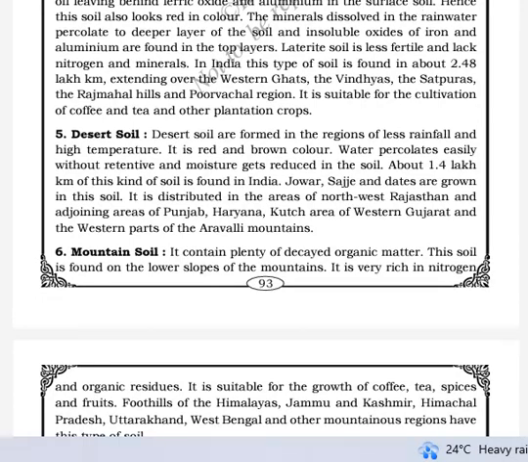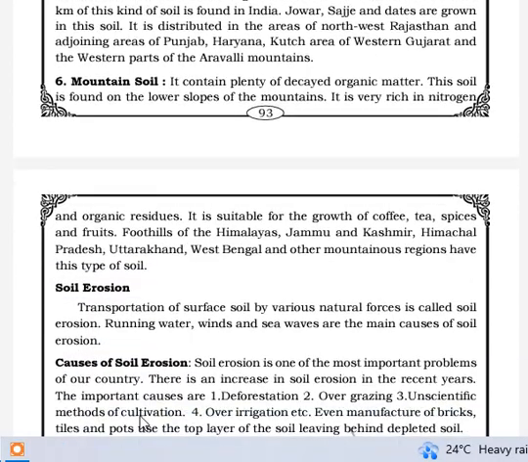Now the sixth type of soil, that is the mountain soil. It contains plenty of decayed organic matter. Plenty of decayed organic matter means when plants and animals die, the bacteria and fungi feed upon them, break them into small pieces, and finally the decayed plants and animals are changed into soil.